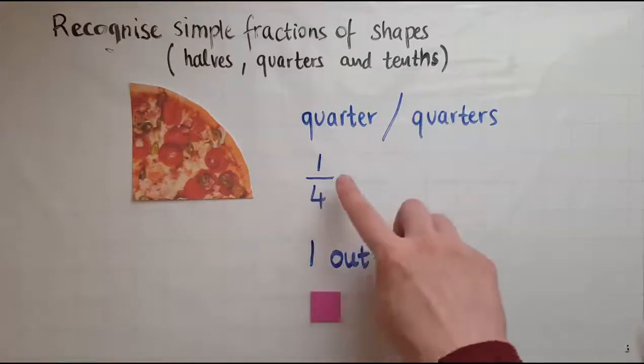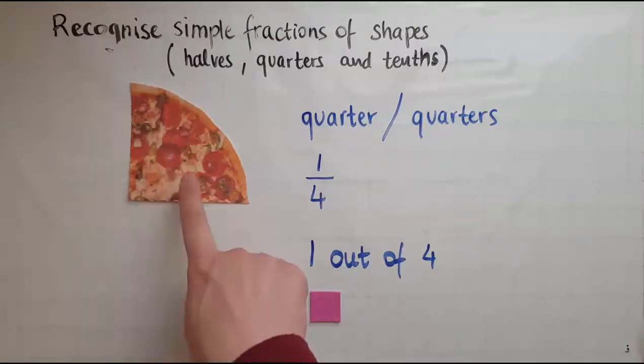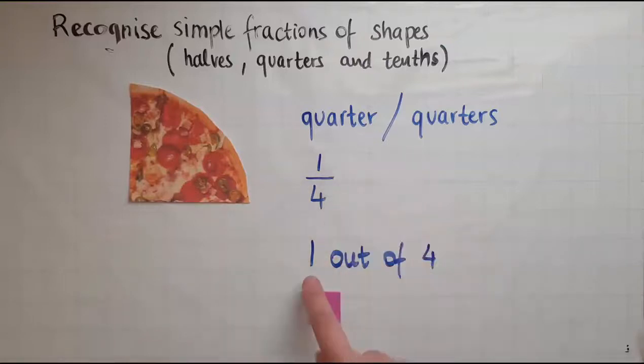One of them, I write as 1 out of the 4 because I had 4 in total, 4 equal parts, and I'm looking at 1. I'm taking 1. 1 out of 4. So how do I cut shapes into quarters?